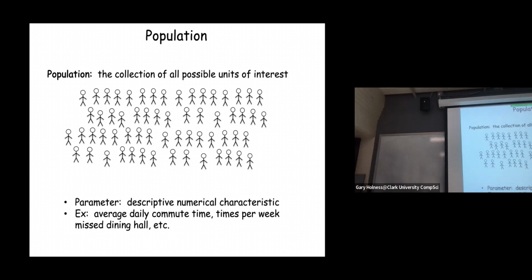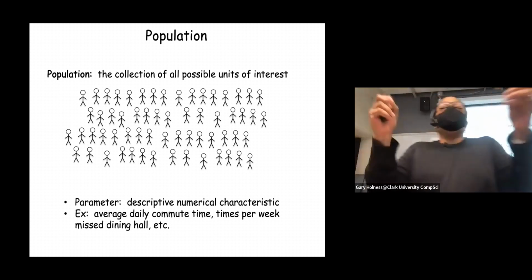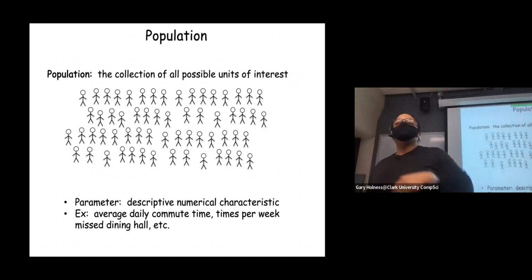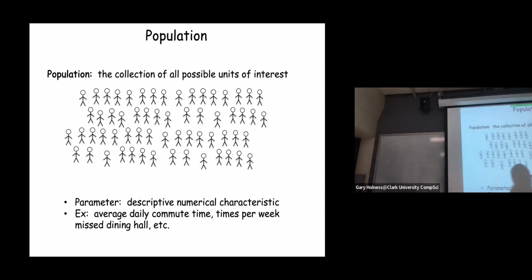Okay. And so there's a quantity in statistics called a parameter, and more formally, a parameter is a descriptive numerical characteristic that talks about some aspect of the members of that population, those units of interest that you're enterprising to study. And some examples of this might be the average daily commute. Of all the students at Clark, there's an average amount of time it takes them to get from wherever they live in their home environment to the classroom for whatever class they have in the morning, that first class.